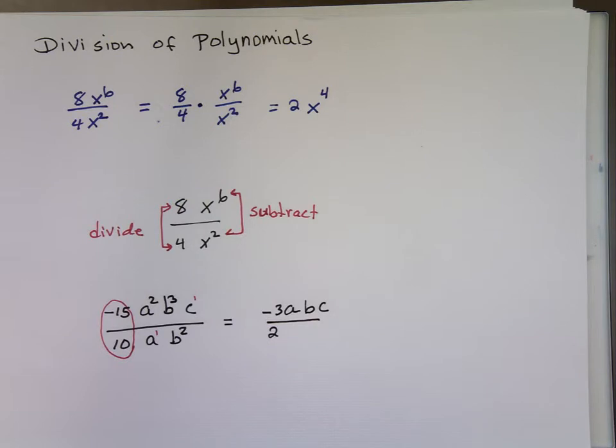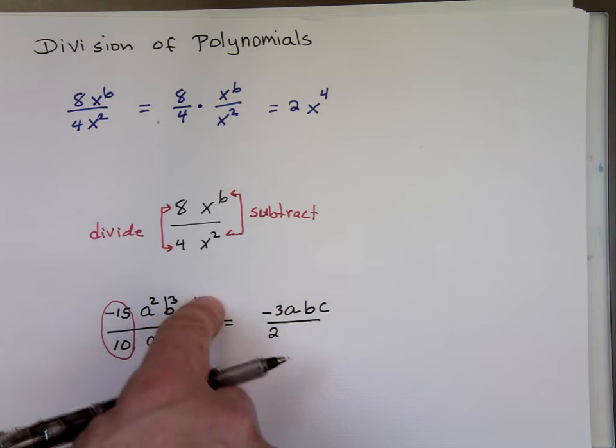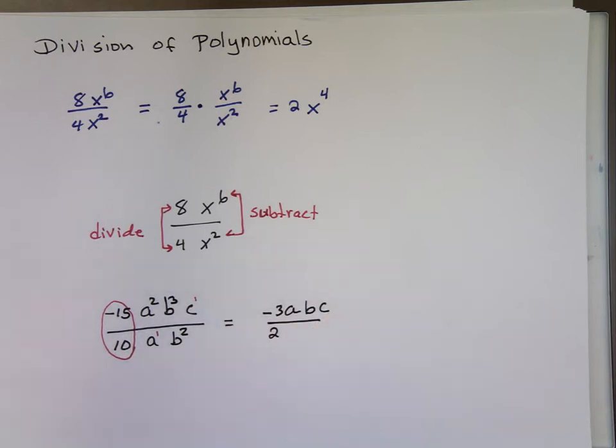So divide the numbers, subtract the exponents. 2 minus 1 is 1. 3 minus 2 is 1. 1 minus nothing is 1. Nope, it's already gone.